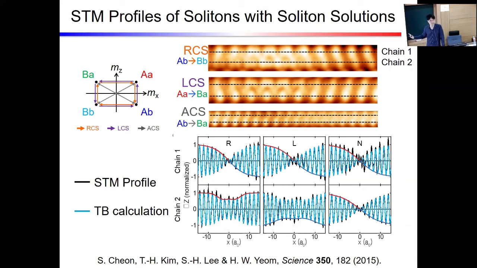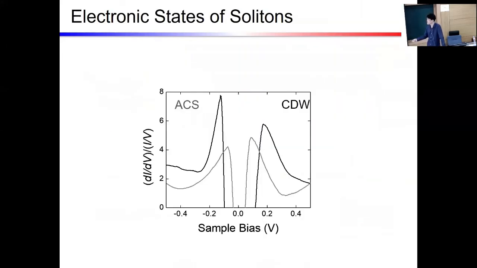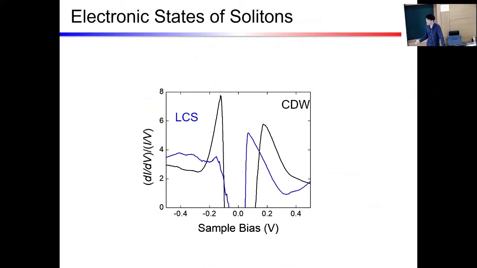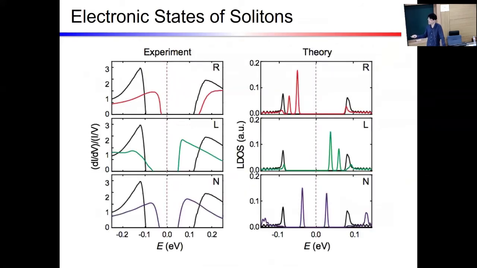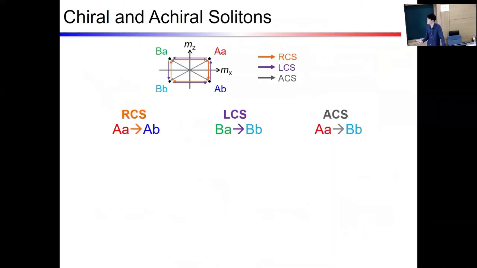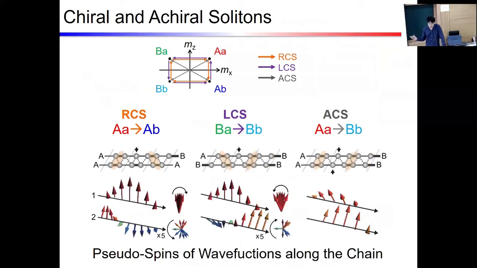Actually, there is a lot to talk about in this chiral soliton, but it's not today's object, so I want to skip it briefly. We also checked their density of states using scanning tunneling spectroscopy. Then we compared with the tight binding calculation, and they match well. So then actually that is what I want to talk about here.